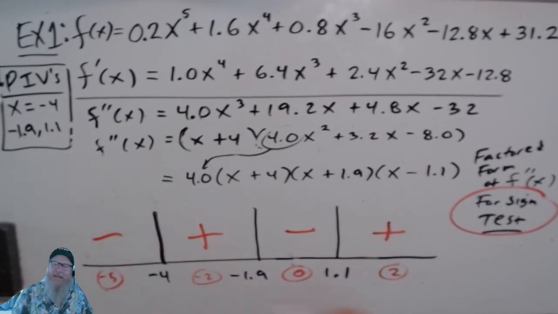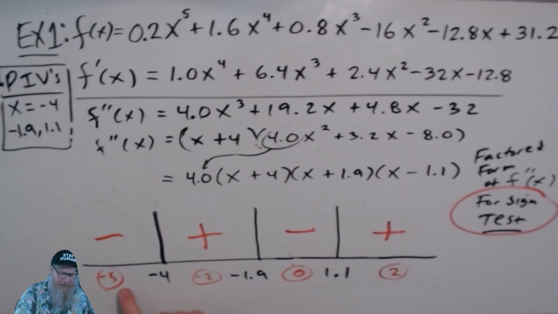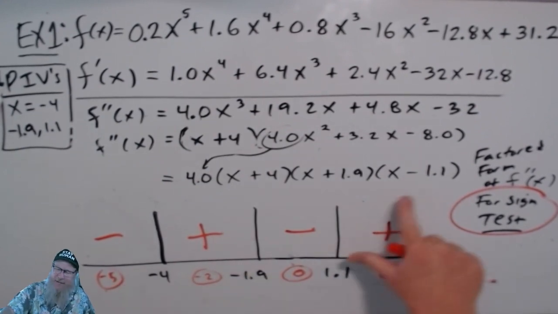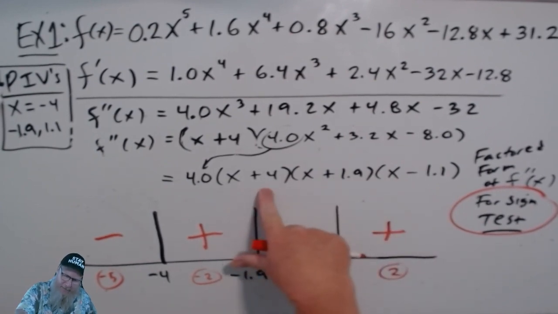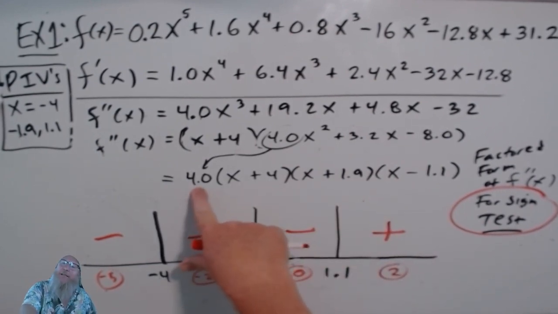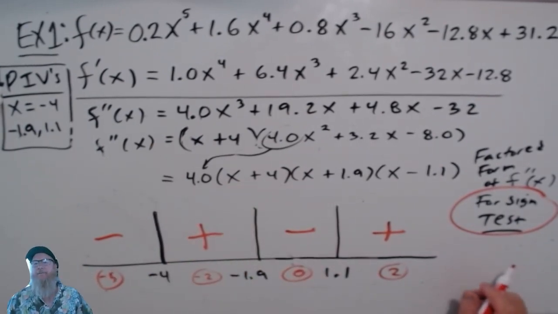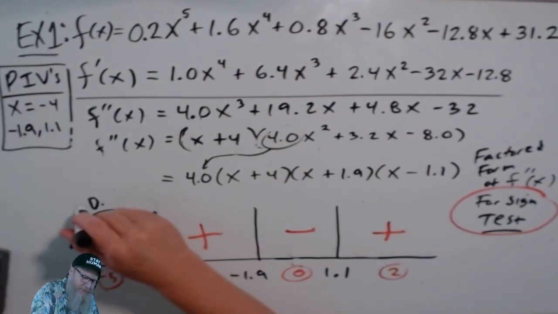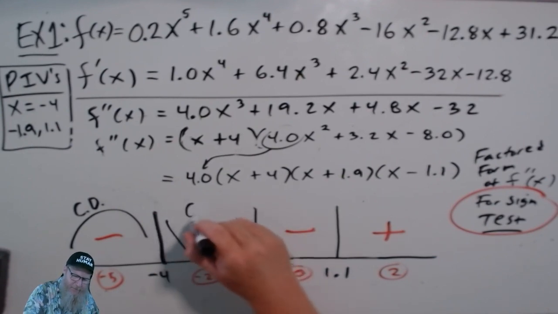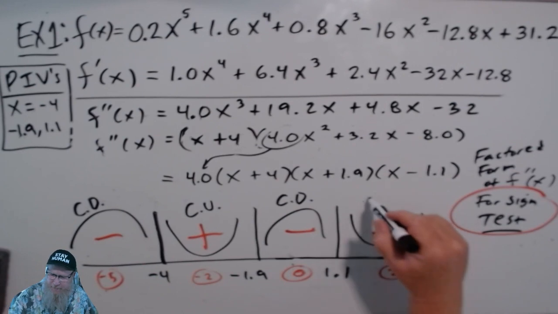You could probably guess this last one's negative. You shouldn't, though. You should actually do it because sometimes it changes. So negative 5. That one will be negative. That one will be negative. That one will be negative. That one will be positive. So you'd have 3 negatives and a positive. So it's negative. So our concavity is down, up, down, and up.